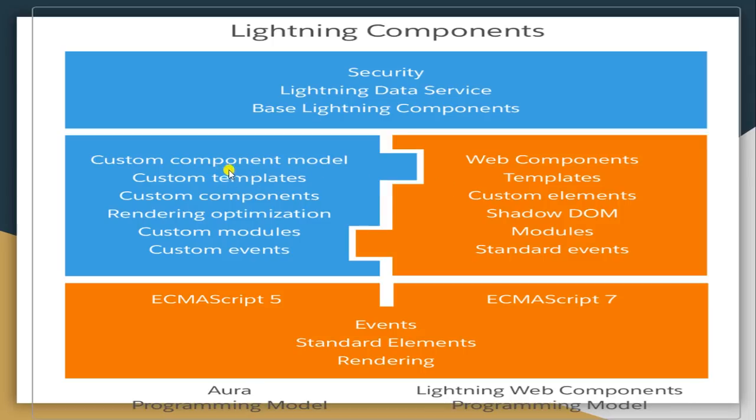Instead of custom templates, we have HTML5 templates, which are web standards that have come over the last 5 years, between 2014 and 2019. And then instead of custom components, we have custom elements that we are going to use with the help of JavaScript. Rendering optimization, we don't need that, we already have shadow DOM. And then custom modules, standard events, and custom events. Instead of custom events, we are going to use standard events.